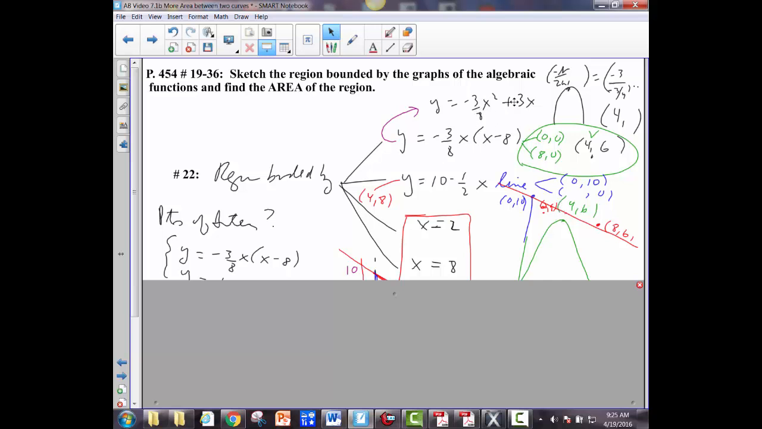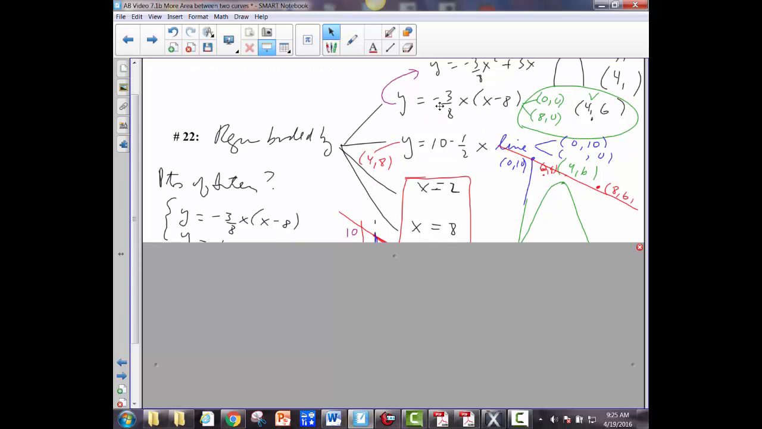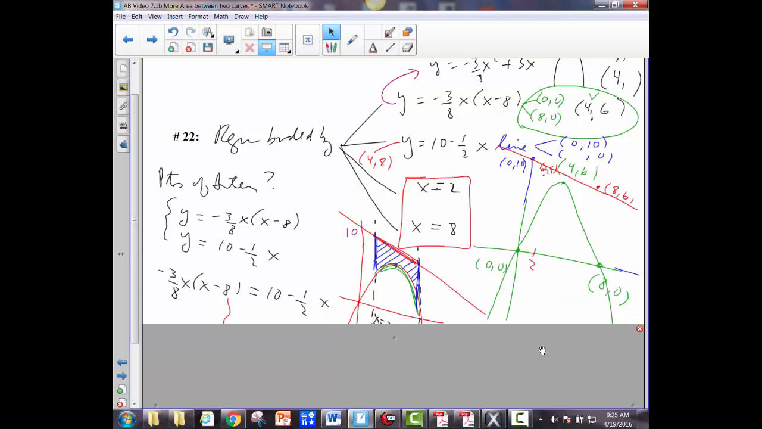Now you would distribute through. Remember your formula for the vertex, negative b over 2a. It turns out that that's 4. Plug 4 into your equation and you'll get 6. Whereas if you plugged 4 into this line, you'd get 8. So obviously the parabola is below the line. Okay, so it's bounded by this green parabola, the red line, and these two vertical lines.